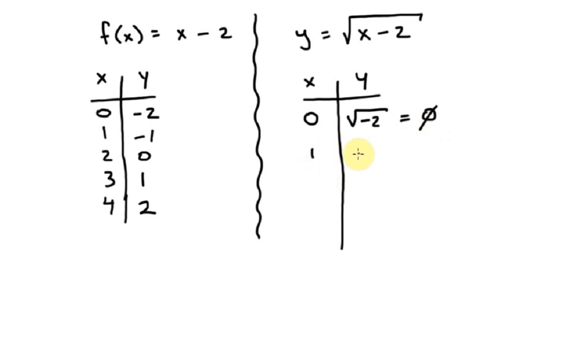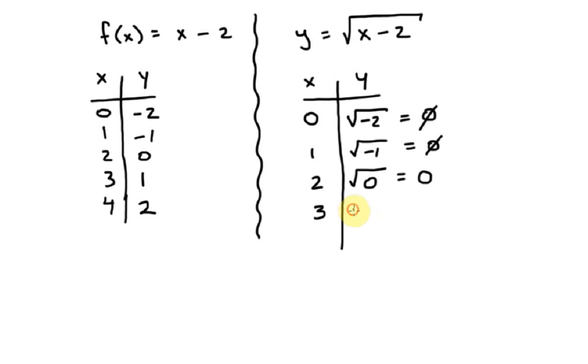Let's go to the next point. Square root of -1. Oh, can't do that. Doesn't exist. Now what about when I square root the 0 here? Square root of 0, that's fine. That's going to be 0. Looks like an invariant point.